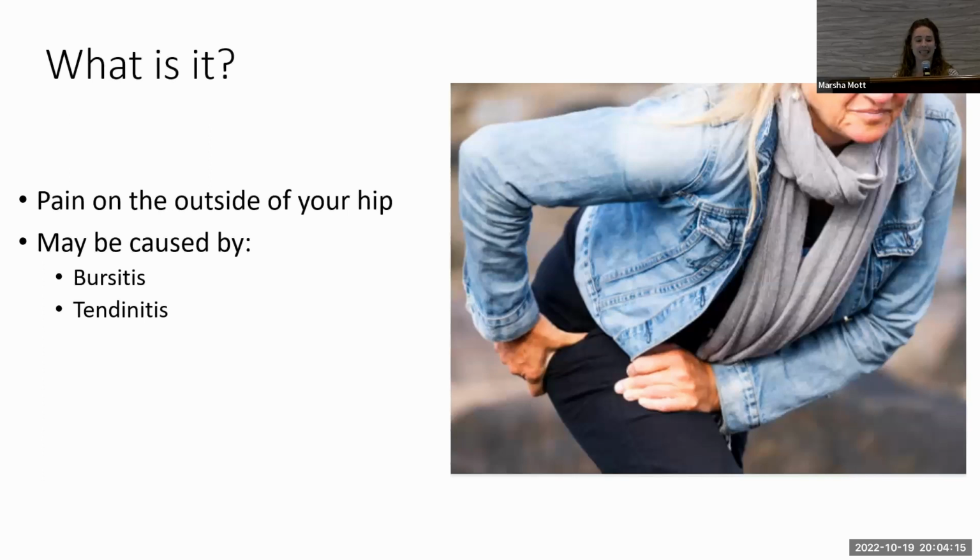So what is it exactly? I already talked about it. It's pain on the outside of your hip. All right. So there's a whole bunch of things that it could be, but we're going to try to narrow it down to just a couple of things because it makes it a little bit easier to understand. So there's a term called bursitis. Maybe you've heard of it.